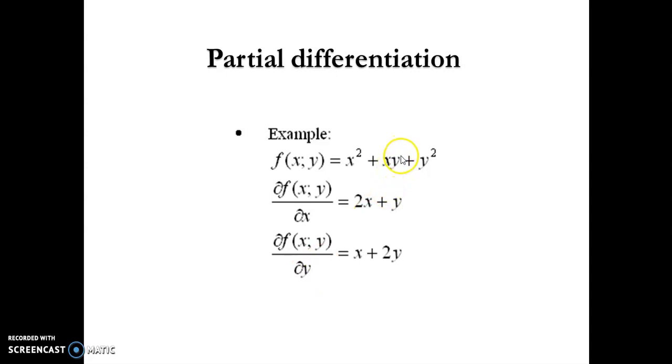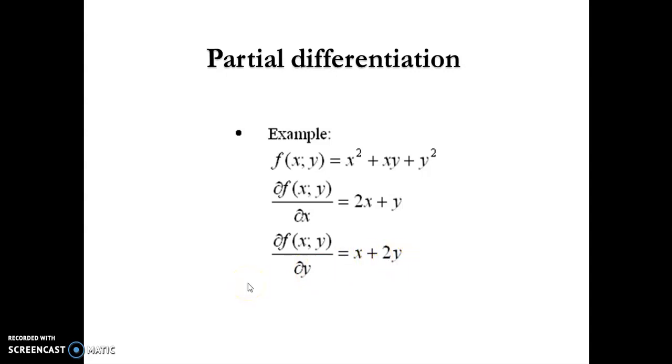So if I differentiate this, I'm going to get the exponent 1 multiplied by the coefficient here, which is 1, so it's just 1y, but y is now raised to the power of 0, and anything raised to the power of 0 is just 1. So what I'm left with is just this constant x. Right? And now if I differentiate this, I know I'm going to get 2y. So therefore, the partial derivative with respect to y, treating x as constant, gives me x plus 2y.